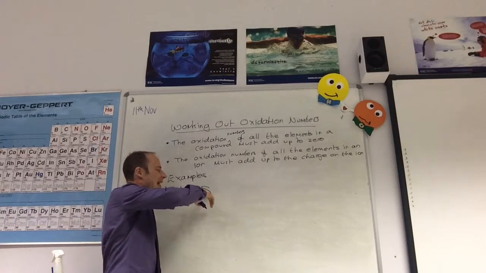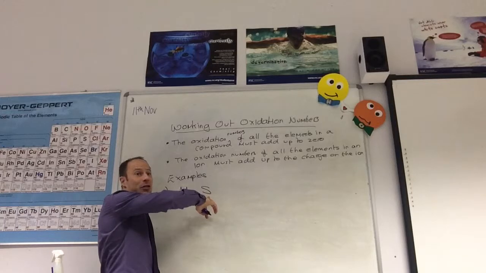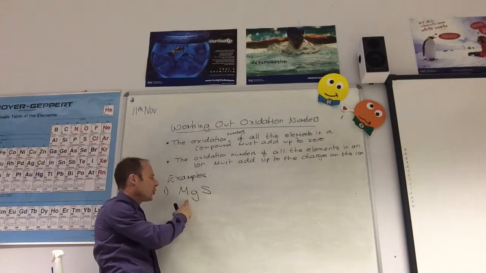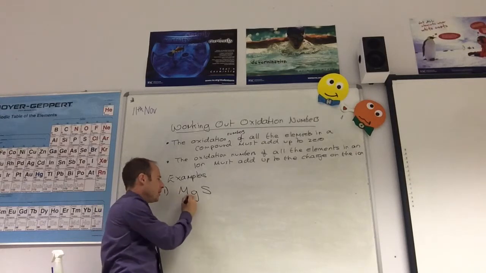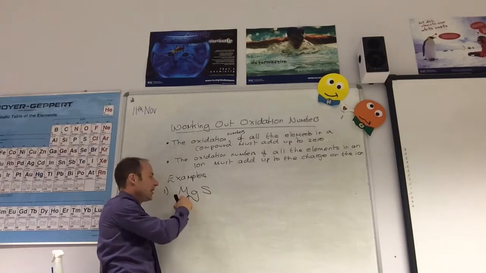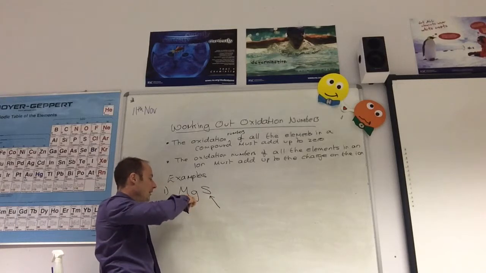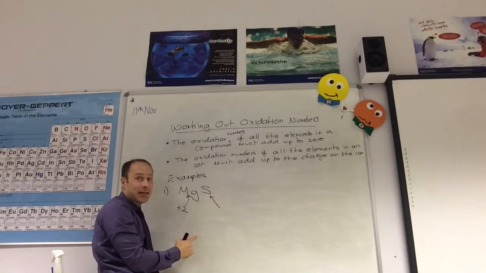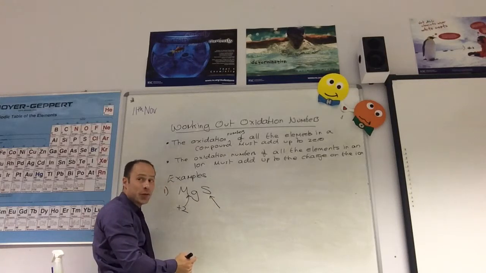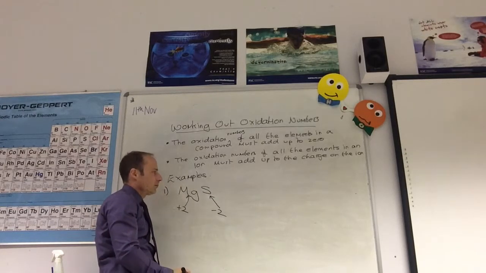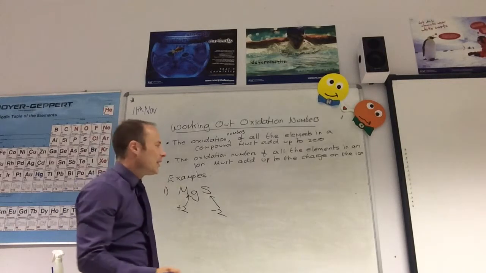Have I told you anything about sulfur? Nothing at all. Have I told you something about magnesium? Magnesium's in group 2, to give you a clue. So, what have I told you about group 2? It's +2. So magnesium is going to be +2. This is a compound, magnesium sulfide. And I've told you that the oxidation number of that one and that one must add up to 0. So what must the oxidation number of sulfur be? -2. Fabulous, -2. So they've always got to add up to 0.